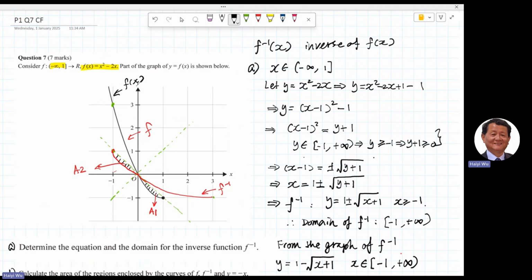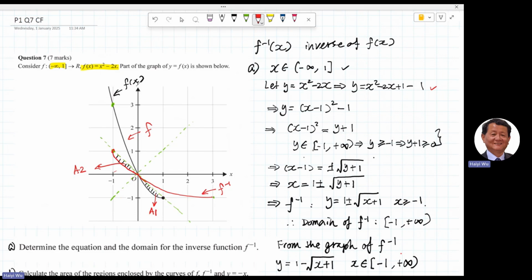We know the domain is given. So we're going to put y equal to x squared minus 2x, and change to a perfect square: plus 1, take away 1. So therefore, y equals (x minus 1) to the power of 2 minus 1. Then we move negative 1 to the other side, so we know (x minus 1) squared equals y plus 1.